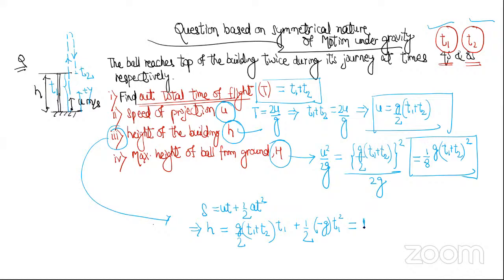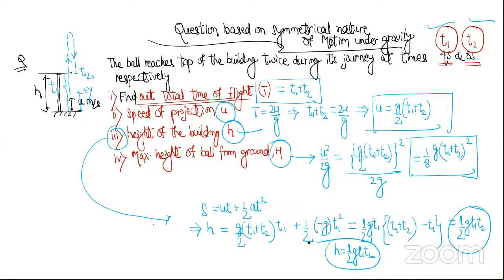See, half g t1 can be common. So how much it remains here? Here it remains t1 plus t2, and it is how much? t1. So total this comes out to be half g t1 t2, isn't it? So this is another formula. So height of the building is half g t1 t2. This is another formula. याद रहेगा ये सारे formula?